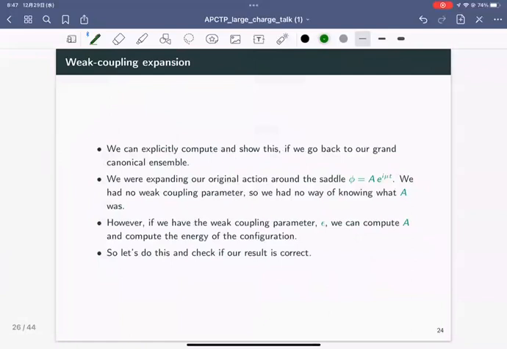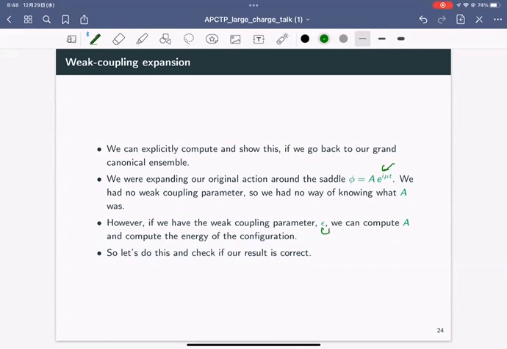And we can explicitly compute and show this if we go back to our grand canonical ensemble. If you remember our grand canonical ensemble, we could have evaluated using weak coupling expansion the saddle point, and then computed around the saddle point like this. Before, we had no weak coupling parameter, so we had no way of knowing what A was, and then we had to use effective field theory. But because we have the weak coupling parameter epsilon, we can compute A and compute the energy of the configuration.